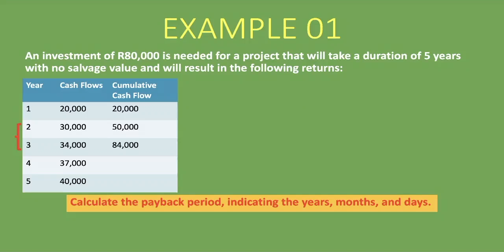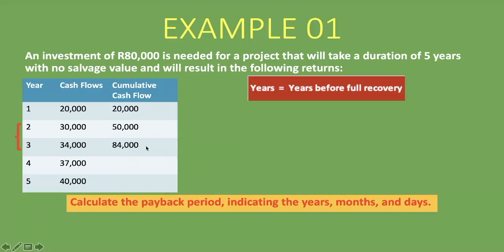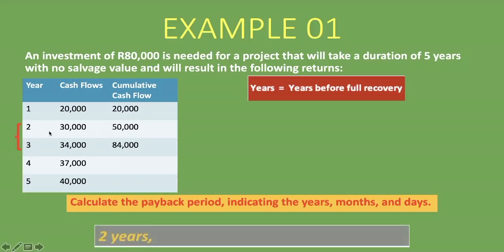So what do we do? Let's bring up our formula. The first thing is to calculate the number of years it takes us to receive back our initial investment of 80,000 Rand. So the formula is years before full recovery. And that's the easiest one to do. What is the years before full recovery? Well, we know the full recovery year is year 3, because that is when we fully recover our amount and surpass it. So the year before full recovery is year 2. So our answer is going to be 2 years.